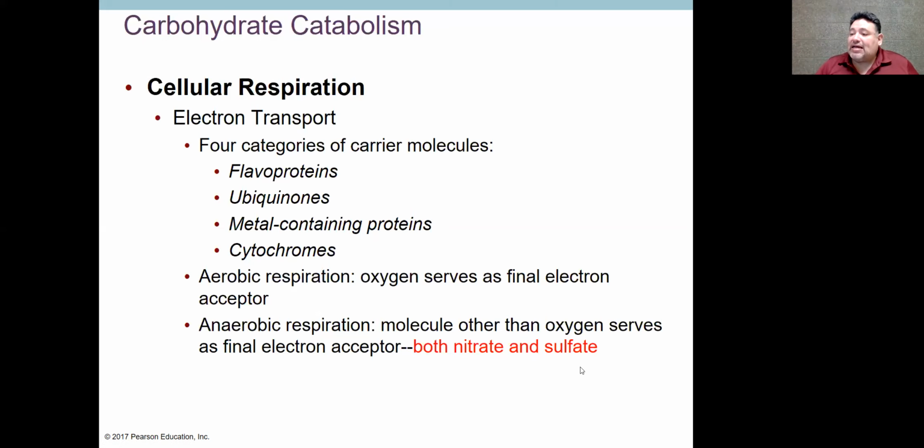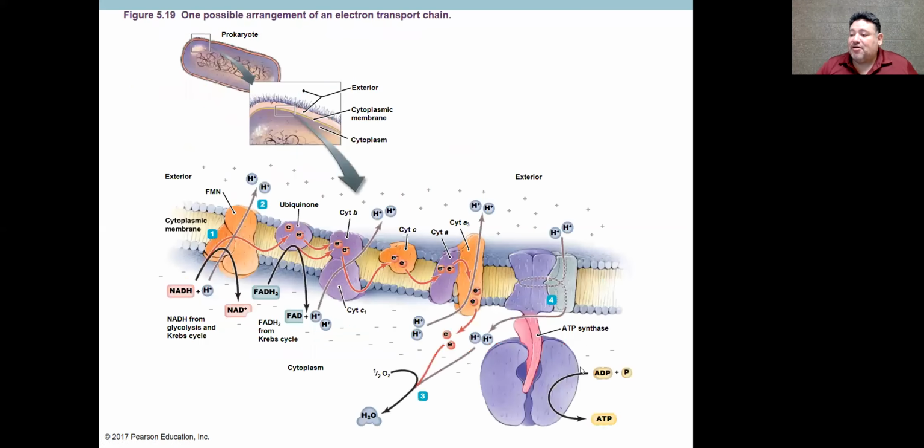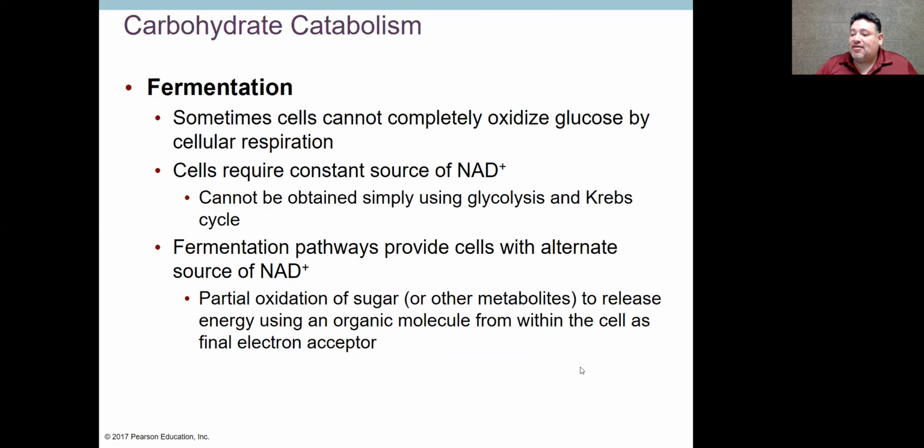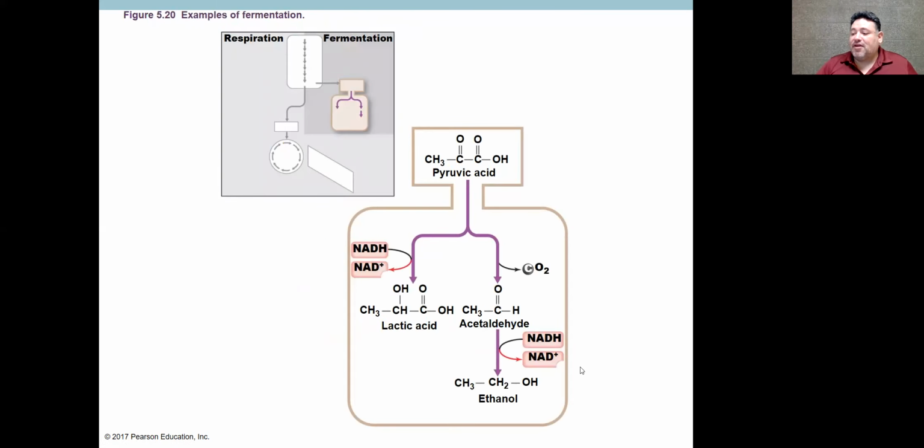Okay, one last thing to finish this chapter has to do with fermentation. Okay, so here's pyruvic acid. Hopefully you remember that pyruvic acid is the end product of glycolysis. And here's two types of fermentation taking place. Here's lactic acid fermentation, and here's alcoholic fermentation. Okay, even we carry out lactic acid fermentation sometimes.